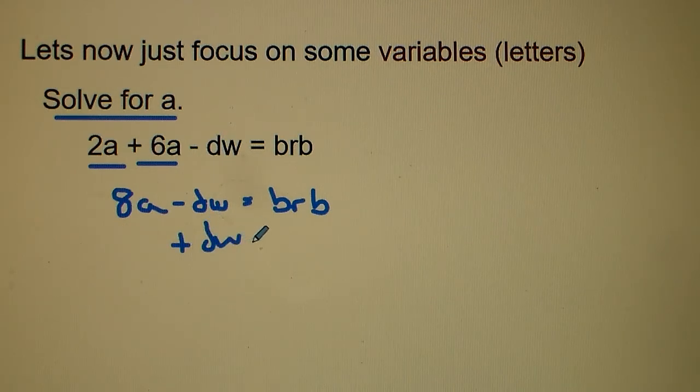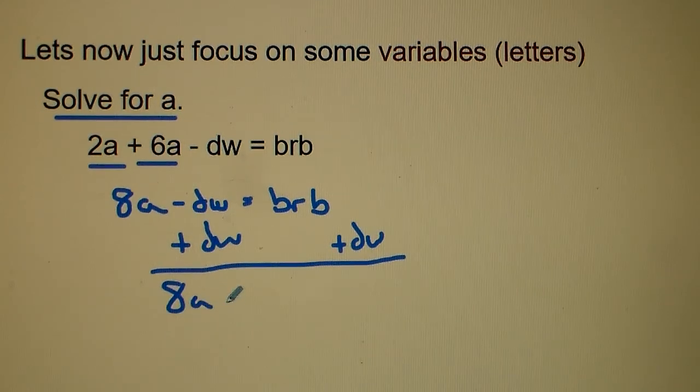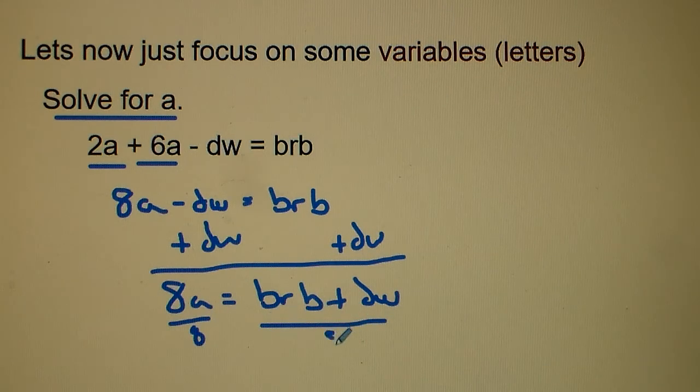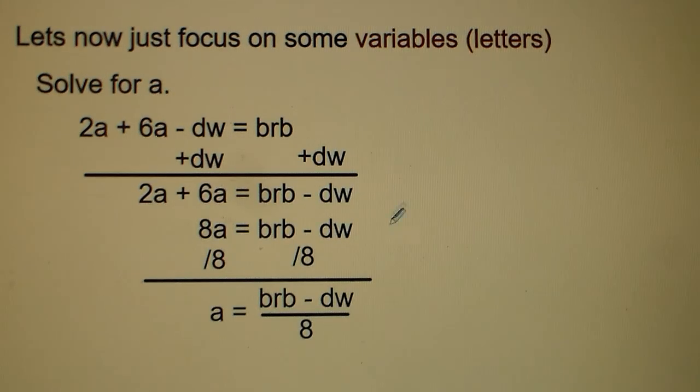Add dw to both sides. We're going to get 8a equals brb plus dw. And then divide by 8 to both sides. And we get this. So a equals brb plus dw divided by 8.